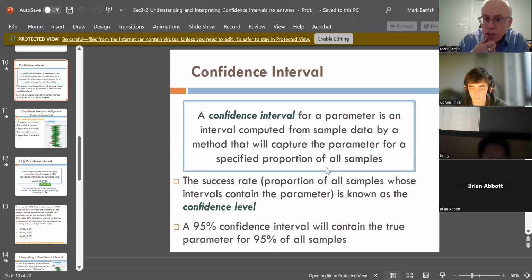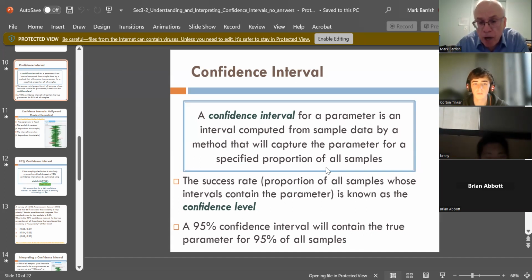Now, the success rate means that for a particular sample that we have, if the true population parameter, let's say the population mean, is inside the interval, then we're successful. If we have a sample, we came up with a confidence interval, and if the true population parameter, like the population mean, is outside of the interval, then we're not successful.